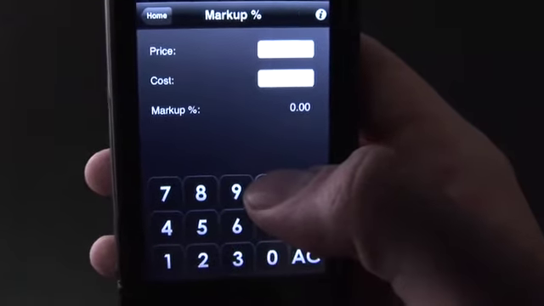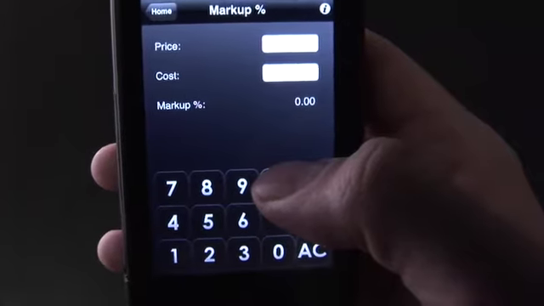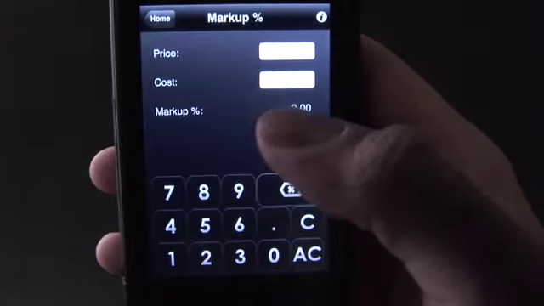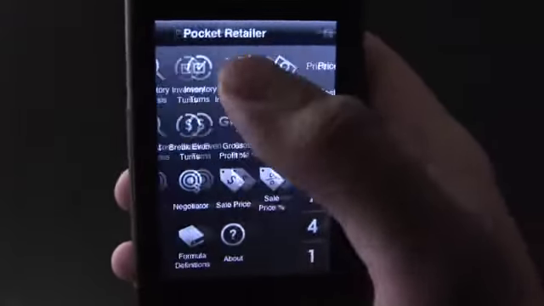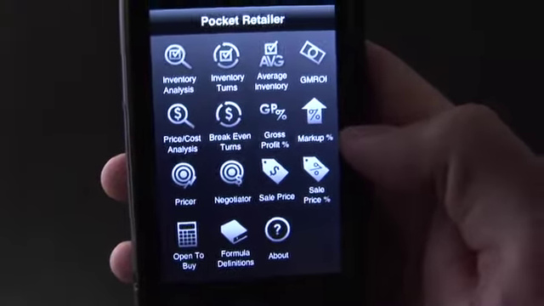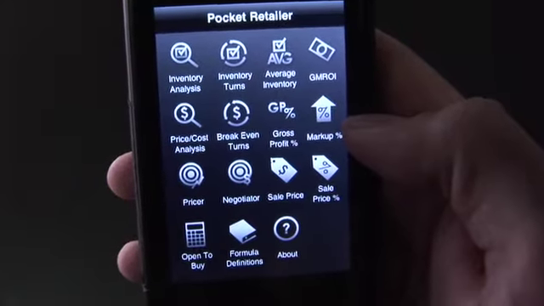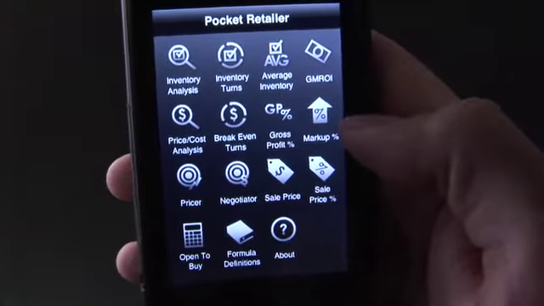So if these terms are familiar to you, or if you're starting a business where you're going to have inventory, maybe a small business where you don't have a lot of inventory, but you may occasionally want to know, well, how much should I be selling this widget for? Pocket Retailer is really aimed at you and does a solid job, especially at just 99 cents, of making your life a lot easier if you run a small business or handle the inventory for one.